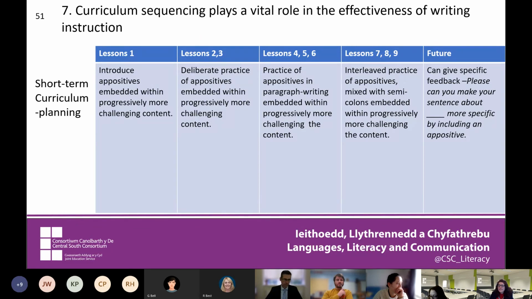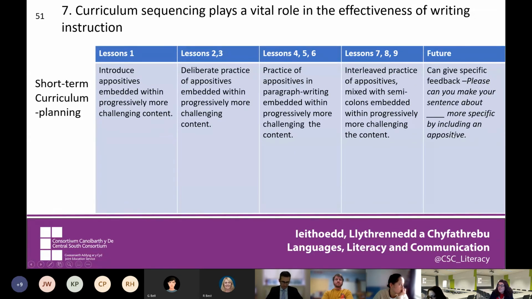knowledge. Lessons seven to nine would be a good time for interleaved practice, mixing perhaps appositive practice with other grammatical strategies, mixing the Romans with, again, another period in history. You could interleave the practice of appositives with the practice of subordination, or it might be punctuation such as semicolons, doesn't matter. The final stage would be when pupils have a clear conceptual understanding of the grammatical functions.